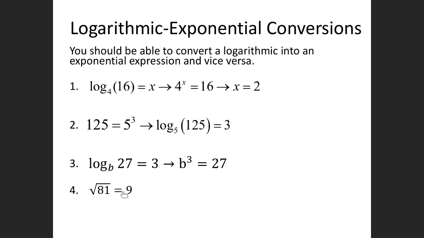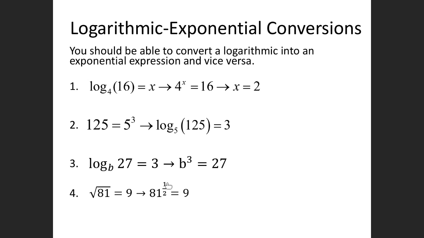So let's look at this one. The square root of 81 is equal to 9. They're telling us that we need to convert from exponent to log, but we don't see an exponent, but we really do. This symbol, the square root, has an exponential representation. The square root of a number can be represented as the exponent 1/2. So the square root of 81 has the same representation as 81 to the exponent 1/2.